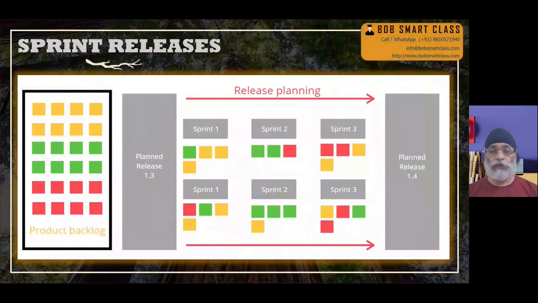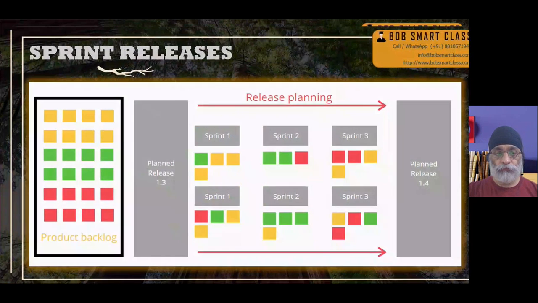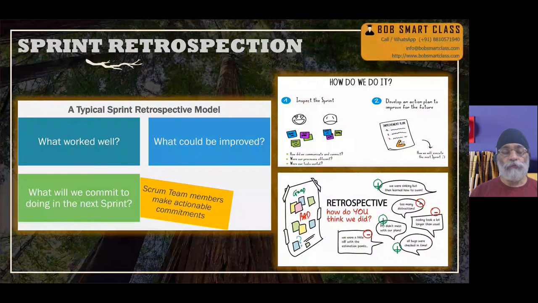Next, we define release plans for each and every sprint. After completing a sprint, we have a sprint retrospection meeting in which we see what all has been completed and if anything is left behind and what are the improvement areas so that we can improve in our next sprints.